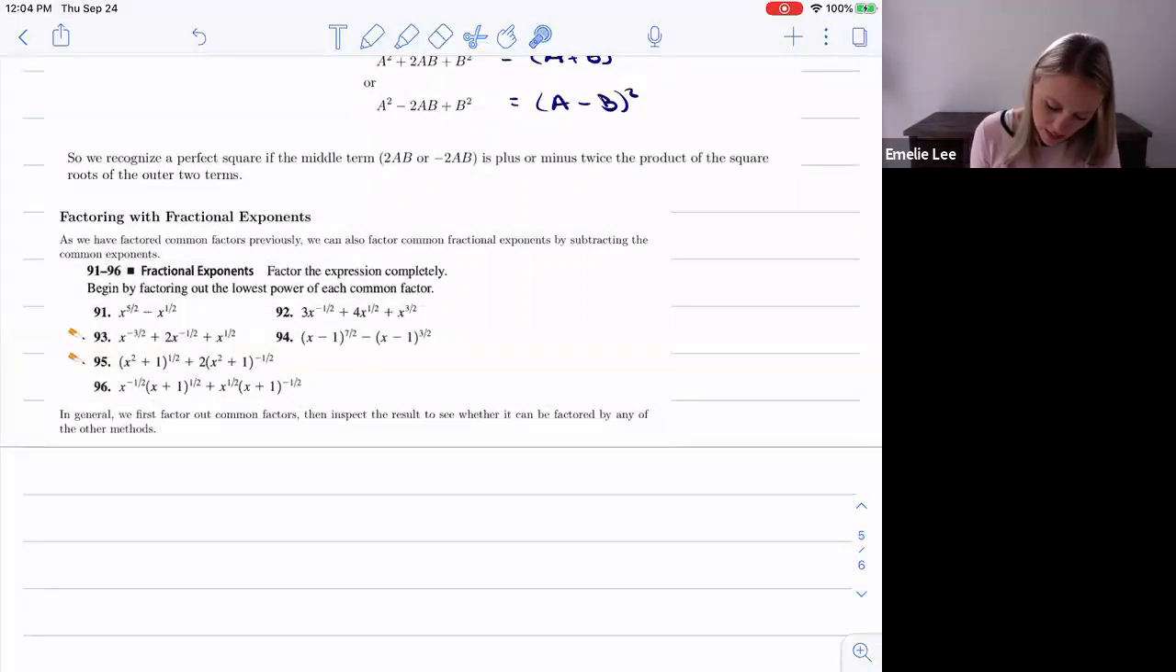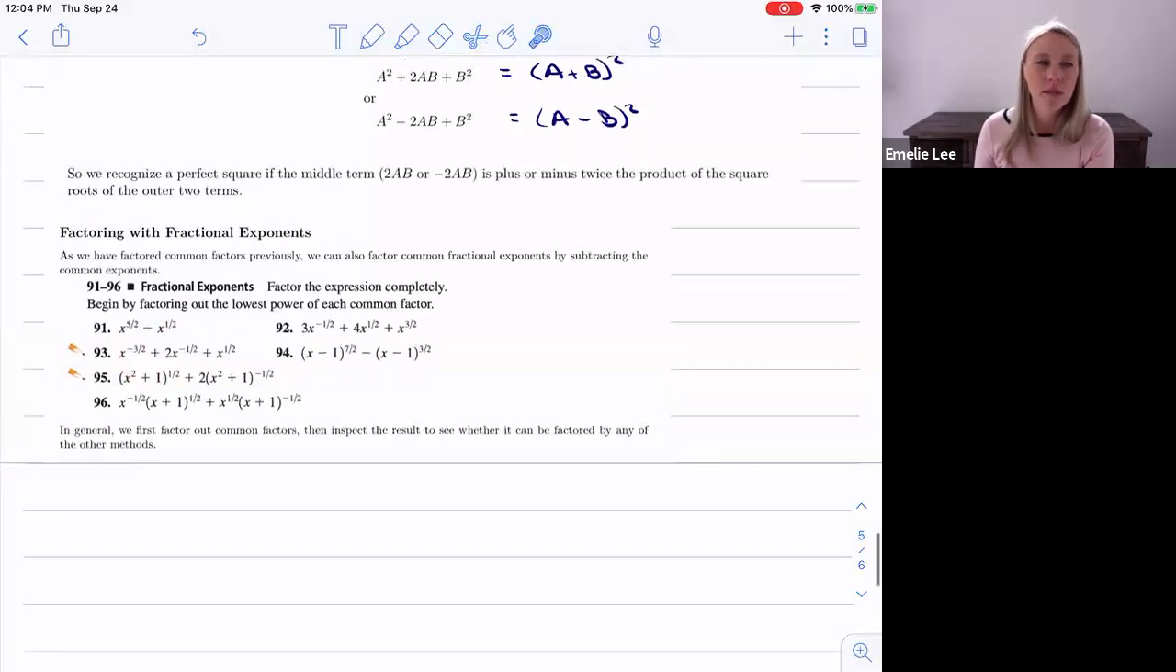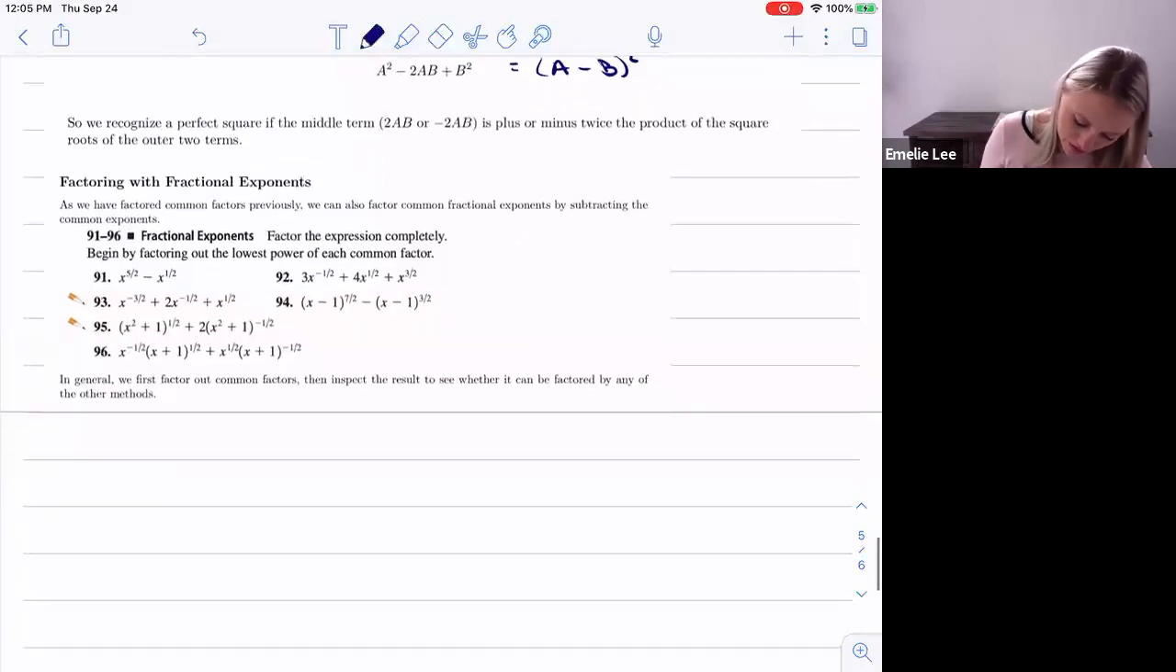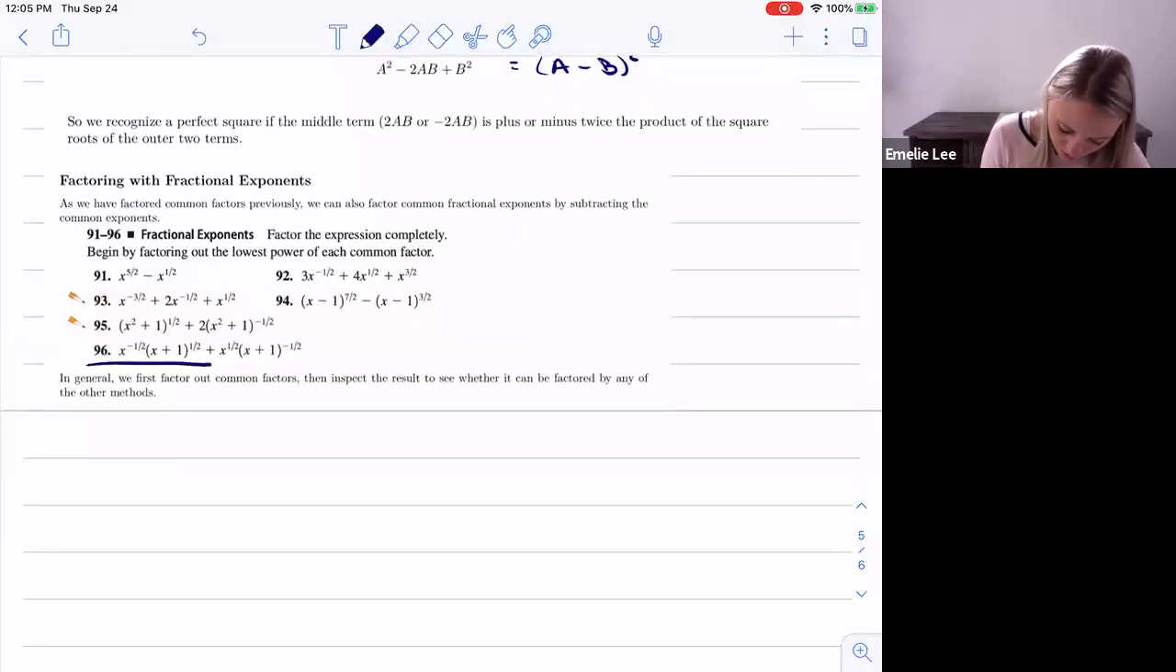So what we do, even with fractional exponents like this, we can still rewrite them just like we did earlier in rewriting x to the power of 3 as x times x squared, for example, to be able to pull out an x. We do the same thing with fractional exponents, and we just have to be on the lookout for the lowest common exponent, pull it out, and do what we just did earlier. So let's go through 96.